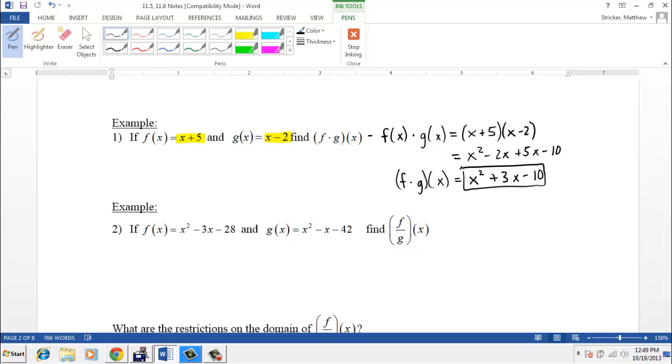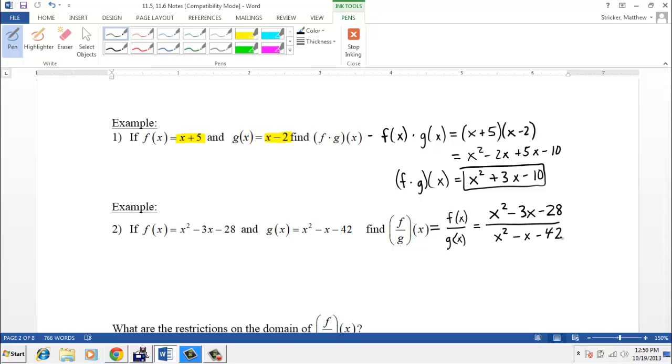And likewise, we can divide here. So remember, f over g of x means f of x divided by g of x, which gives us x squared minus 3x minus 28 over x squared minus x minus 42. And this is a rational function.